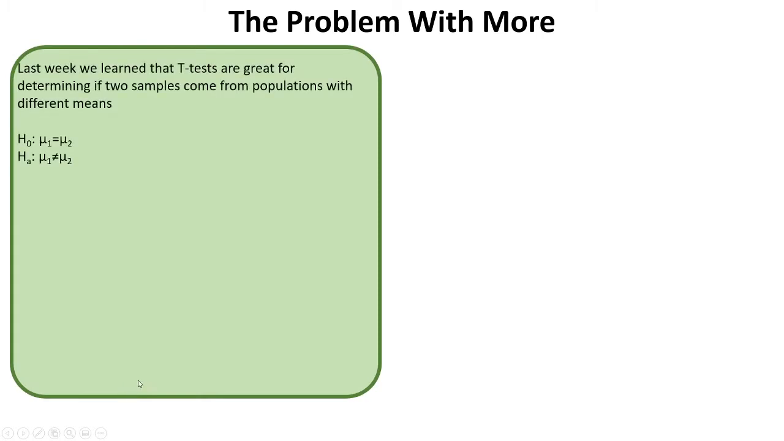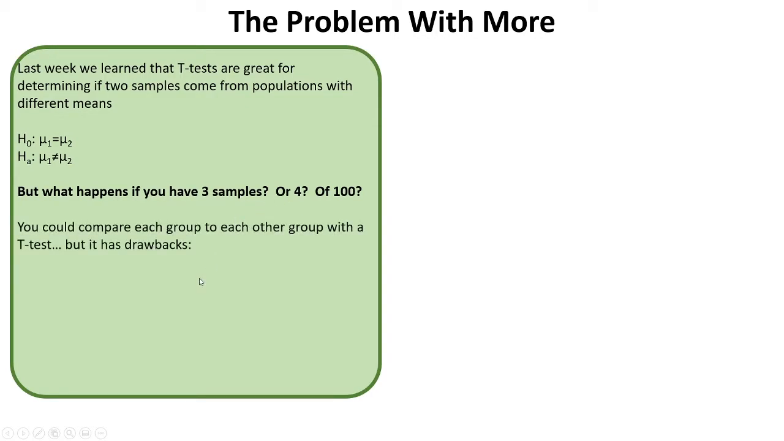So what's the problem with more? Last week we learned that t-tests are a great way to determine if 2 samples come from populations with different means, with the null hypothesis being that they're from populations whose means are equivalent, and the alternative hypothesis that they're from populations that have means that are different. But what happens if you have 3 samples, or 4, or 100, or 1,000? You could compare each group to each other group with the t-test, but it has some drawbacks.